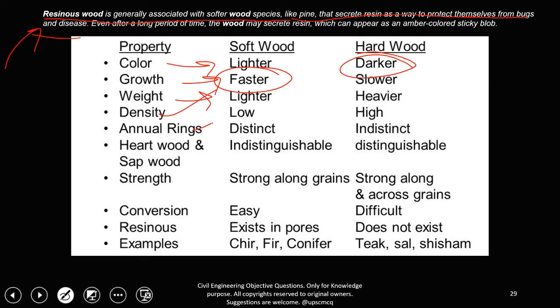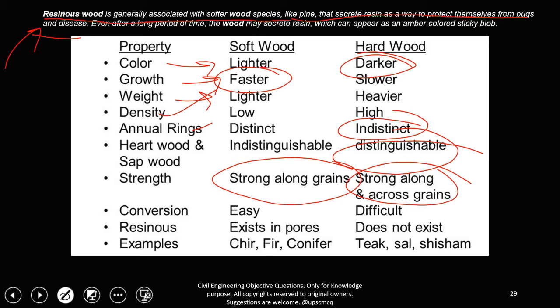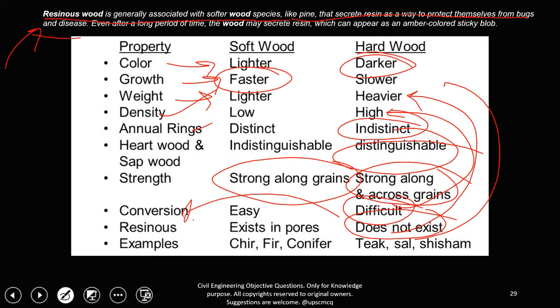Heat density, annual rings, indistinct in softwood and distinguishable in hardwood, and strength along and across grains. Softwood is only strong along grains. Conversion to different structures is difficult in hardwood since it being high in density, heavier, and also because of the fact that it is hard. It is not usually resinous. And main thing is examples. These are highly important to note.